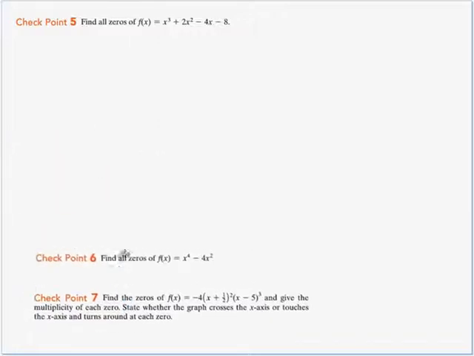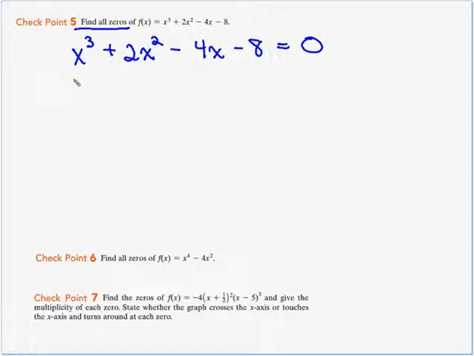Okay, for the first one, find the zeros means set it equal to 0 and factor. x cubed plus 2x squared minus 4x minus 8 is equal to 0. Again, it's cubic, it's 4 terms, so factor by groups. Let's group off the first 2 terms and group off the second 2, and note we are minusing there, so we got to be careful with our signs.